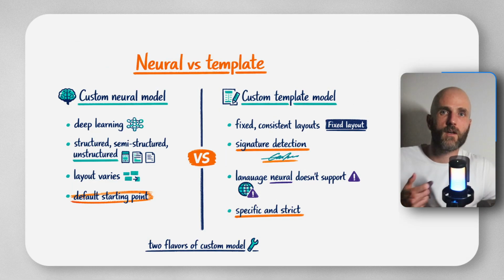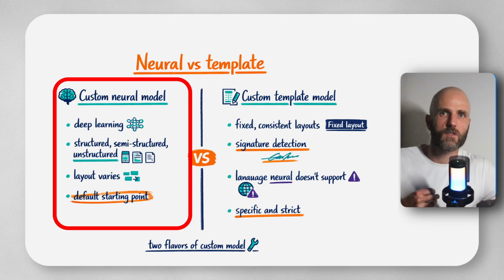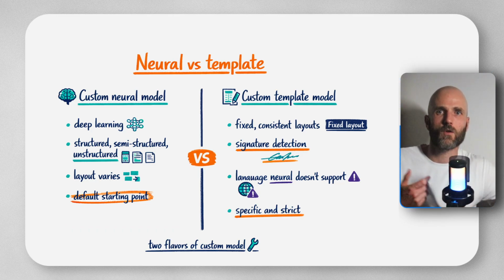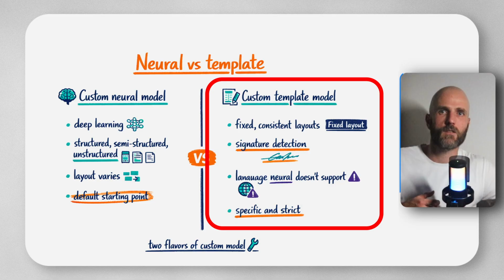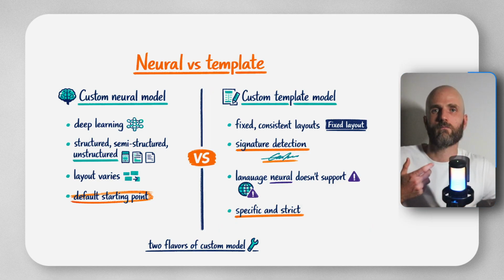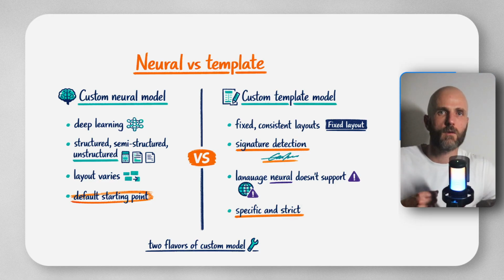Now there are two flavors of custom models, neural and template. A custom neural model uses deep learning, so it can handle structured, semi-structured, and unstructured documents, even when the layout varies. That's why it's usually my default starting point. And a custom template model is for fixed, consistent layouts, and it's also what I reach for when I need something neural doesn't cover, like signature detection or a language that neural doesn't support. So template is not old and bad, it's specific and strict.